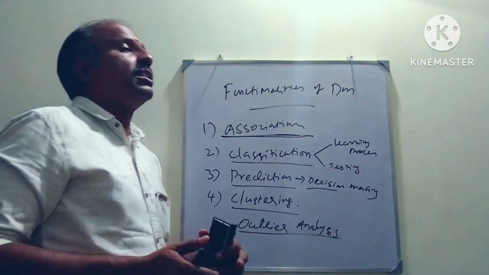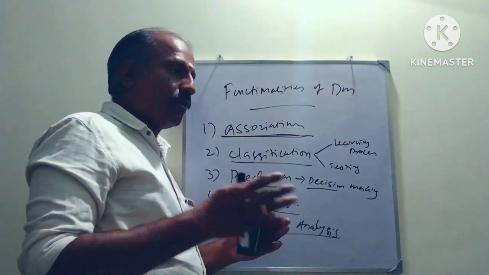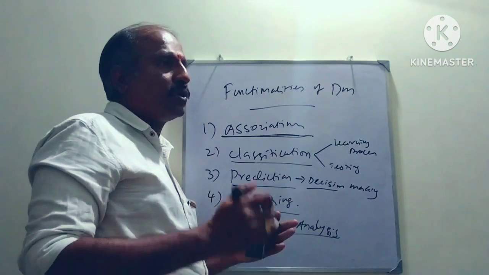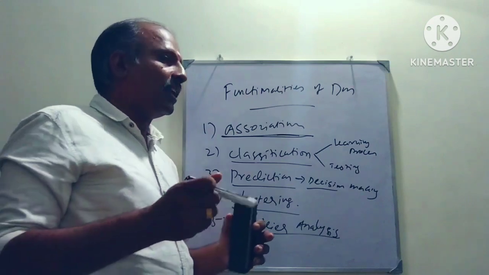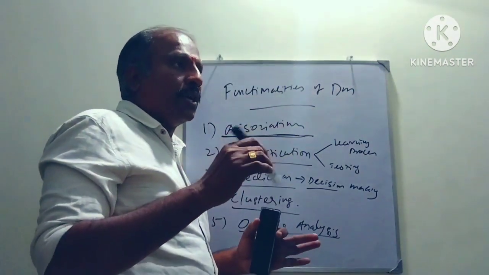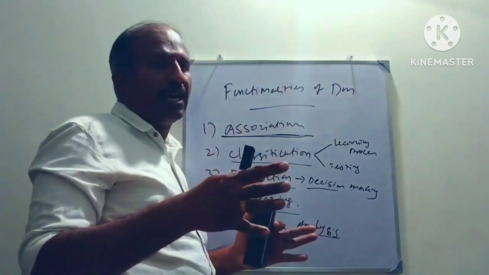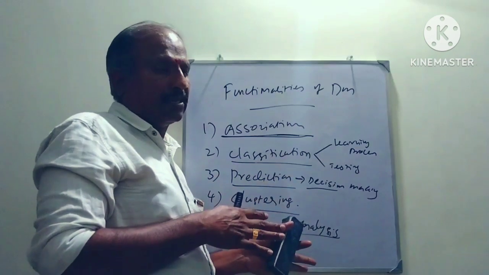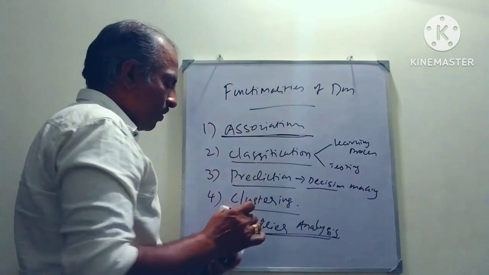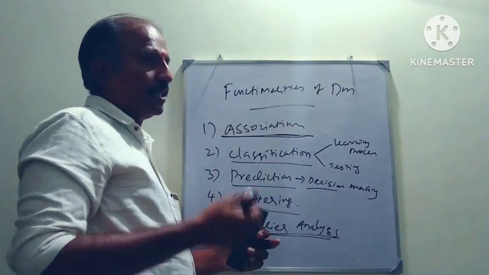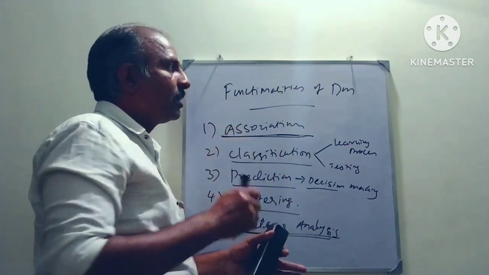Outlier analysis means some data are very far from our data. That far-off data is called an outlier. Outlier means error, so outlier detection is to find the error. That kind of data is an outlier, and it is going to be removed from the data. That is outlier analysis. In these five, we have to use different kinds of algorithms to do the functions.